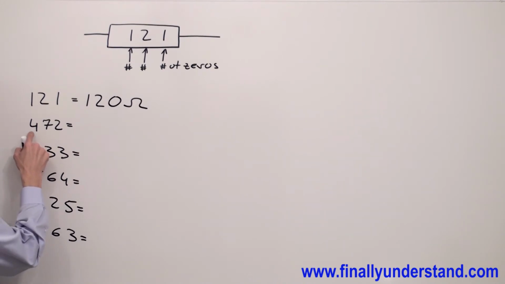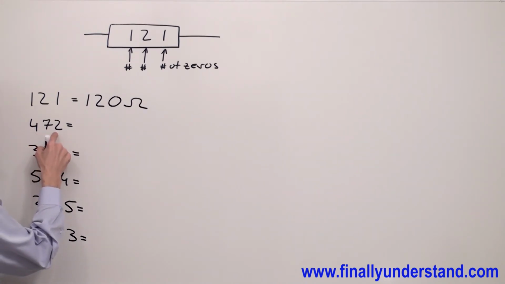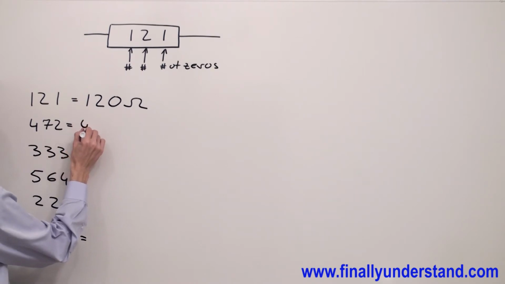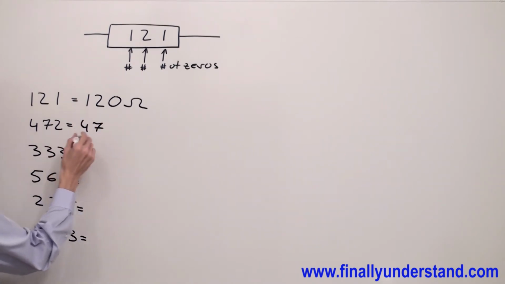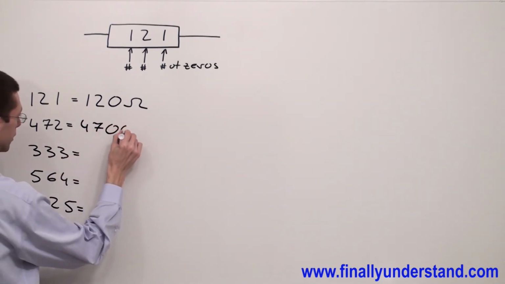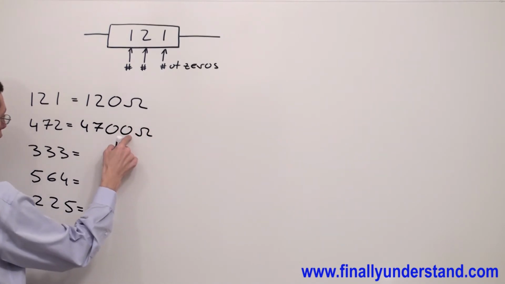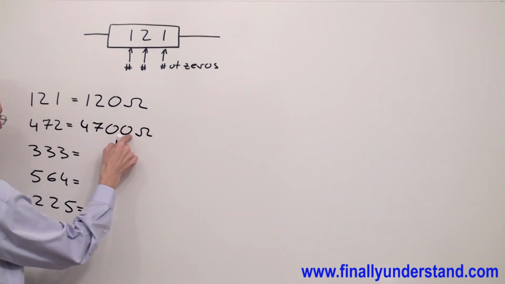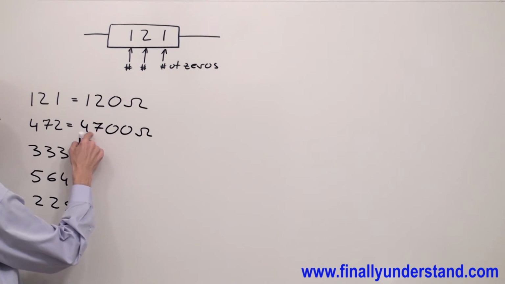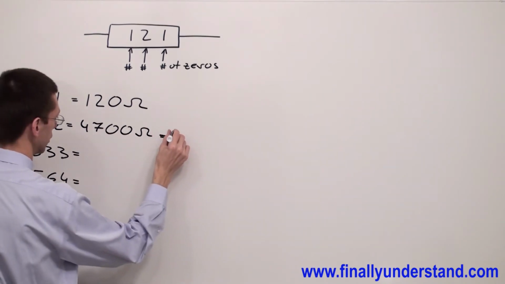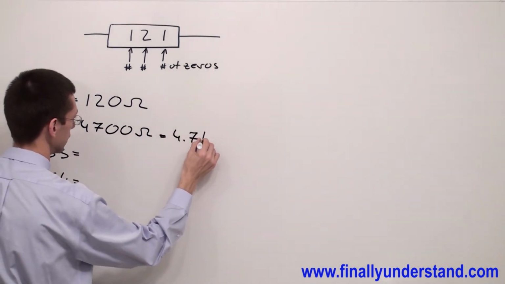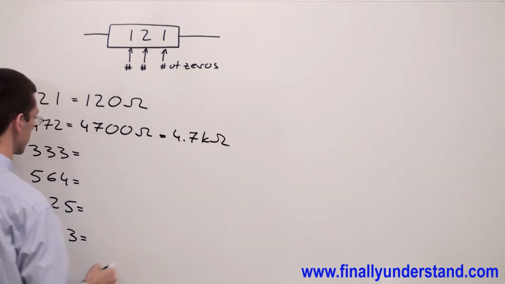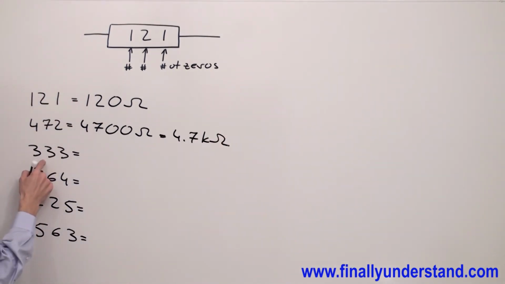I have digit, digit, number of zeros. So I have 4, 7, and 2 zeros. Convert this to engineering notation. I have to move my decimal point 3 times to the left side, and I have 4.7 kiloohms.